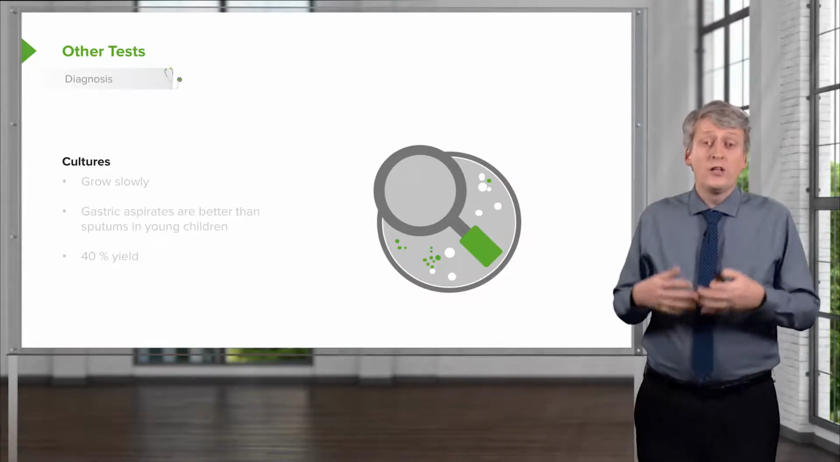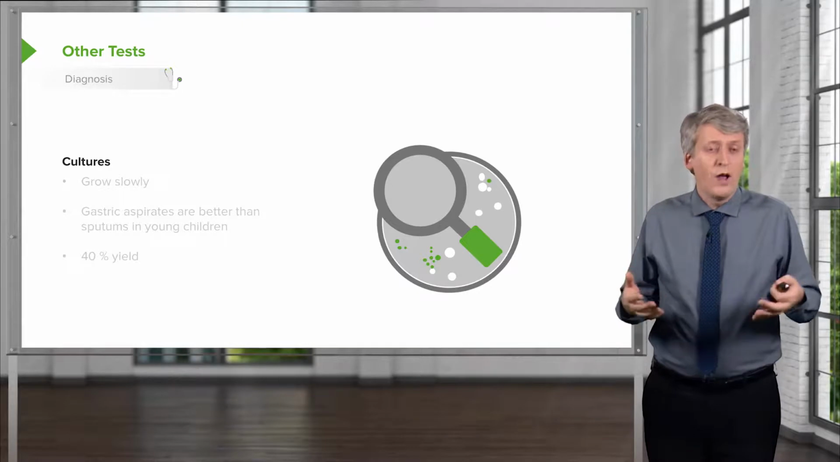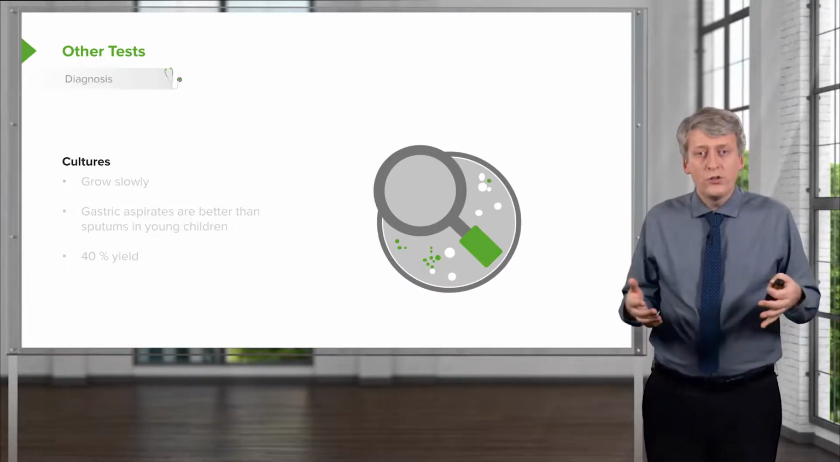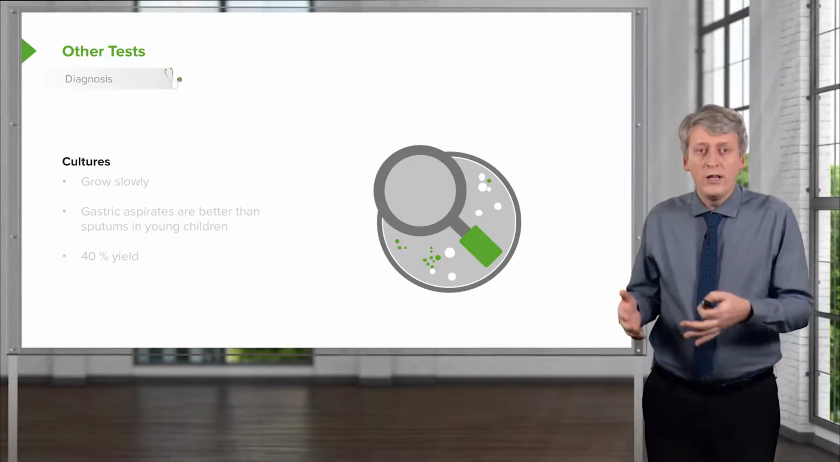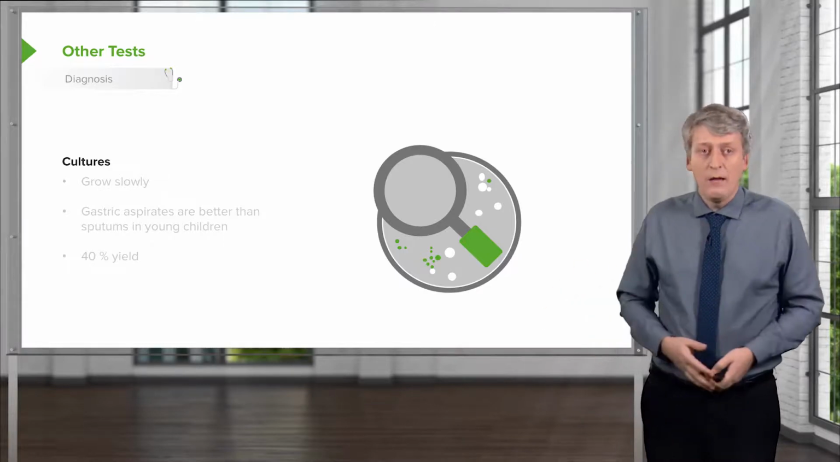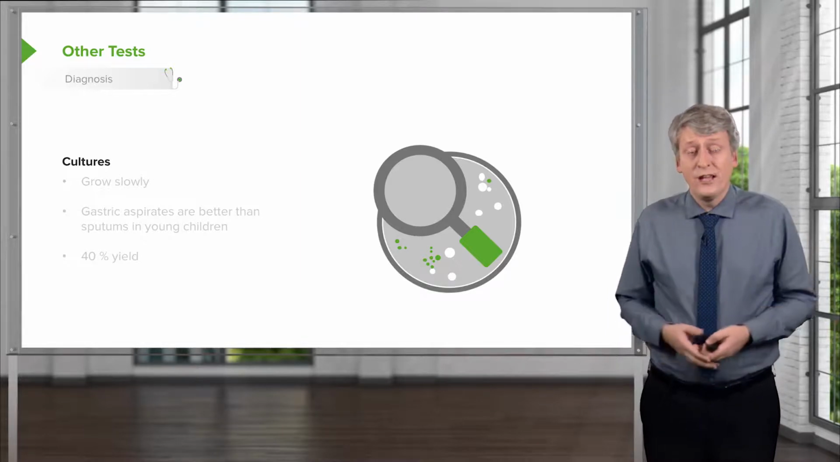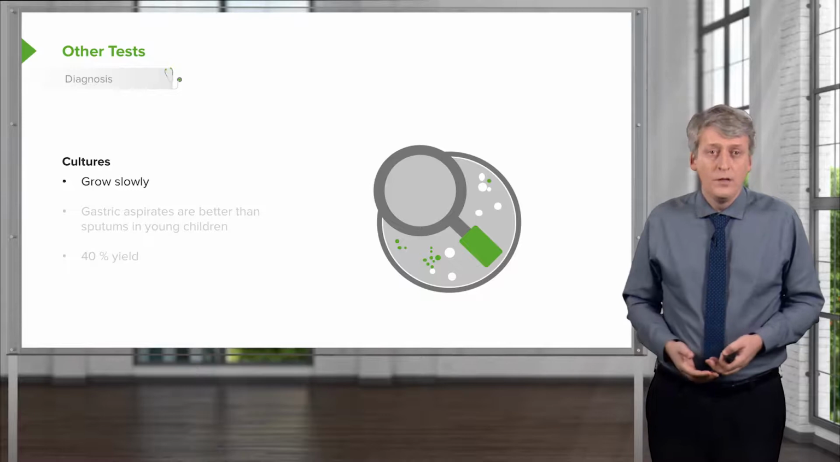Lastly, we can certainly culture for their organism. If the patient is symptomatic, we're going to try to get cultures. That's incredibly important, because with cultures, we can now determine what the sensitivity of the organism is and choose the best medical regimen for that patient to get better. The problem with cultures is, like I stated earlier, these bacteria grow very slowly, so this takes time.